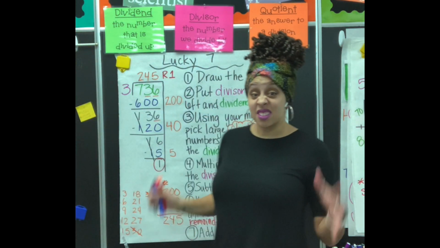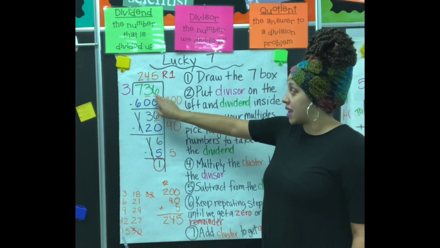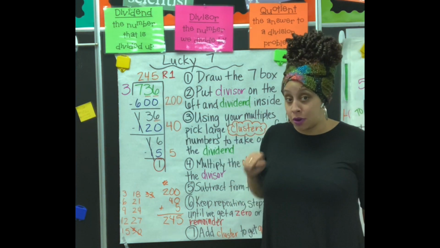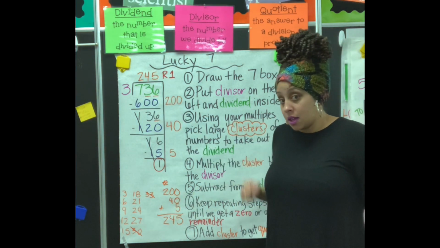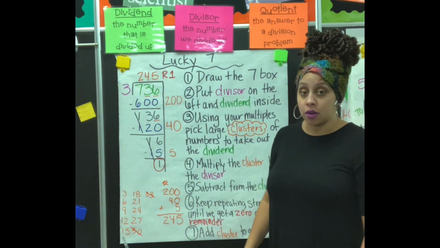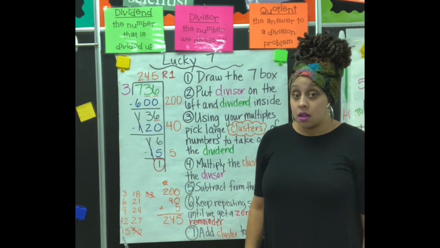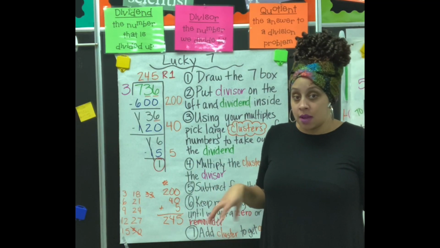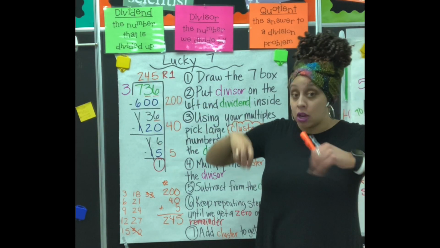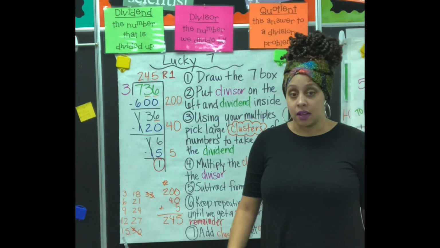So what this means is that 3 can go into 736 245 times. So we can take out 245 groups of 3, and we will have 1 left over. So let's say I had 736 pieces of candy, and I wanted to split them into groups of 3 to see how many I would have. This would mean I would have 245 groups that have 3 in them, and then I would have 1 little piece of candy left over.